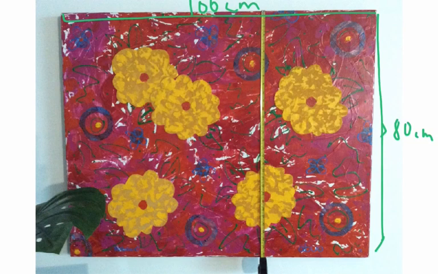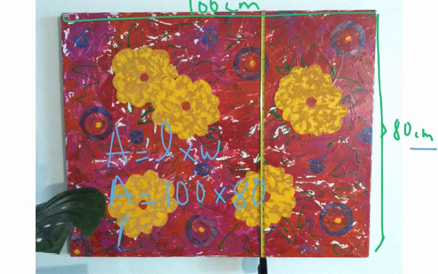Here I have a painting and I measured it in centimeters. It's 100 centimeters long by 80 centimeters wide. If I were to get the area for this, I know that area equals length times width. So this time area is going to be 100 times 80, and we're talking about centimeters, right? So the area of this painting is going to be 80 times 100.